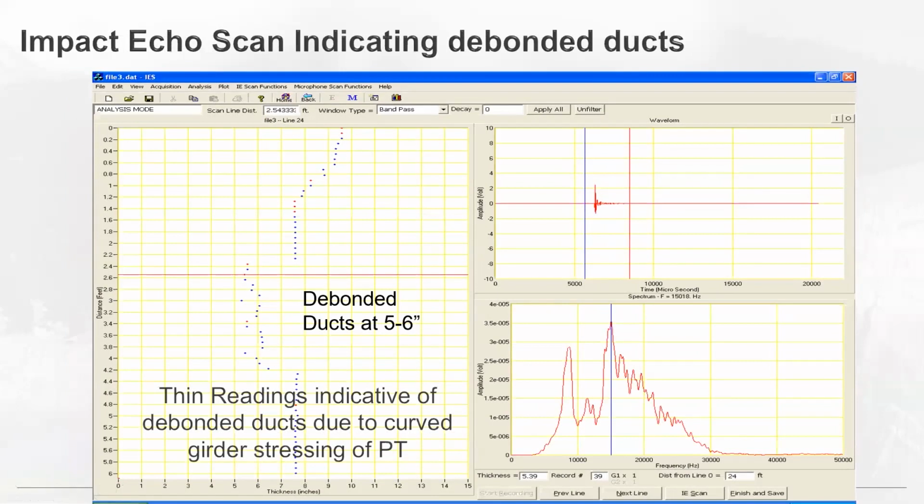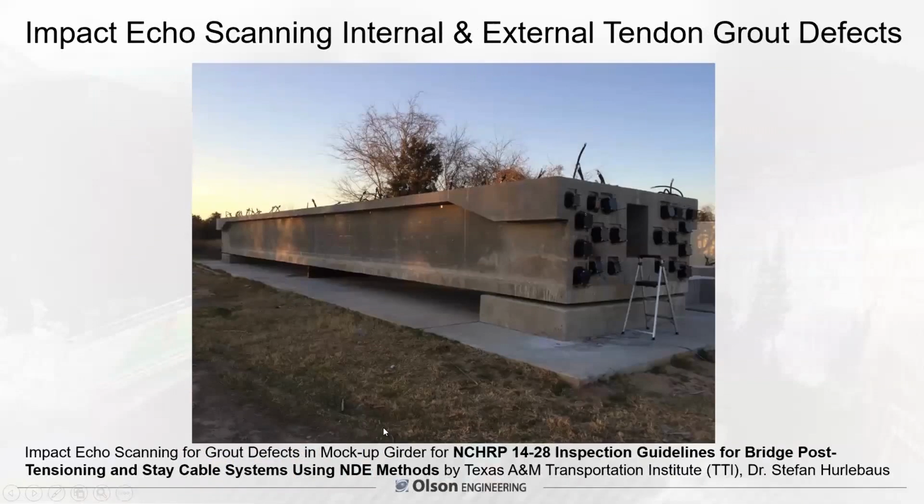This shows another interesting result out of the project, because that's a curved girder and it's post-tension. There were debonded ducts, like a crack that occurred and produced echoes at 5 to 6 inches. You could still see a backside echo in this plot at this location, but this indicated that debonded ducts were due to curved girder stressing of the post-tensioning.